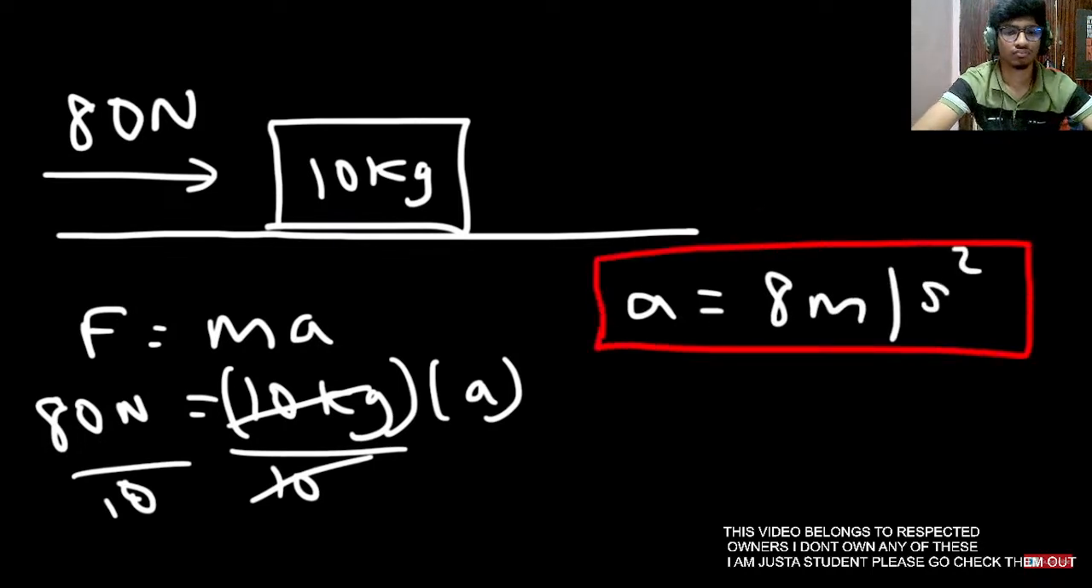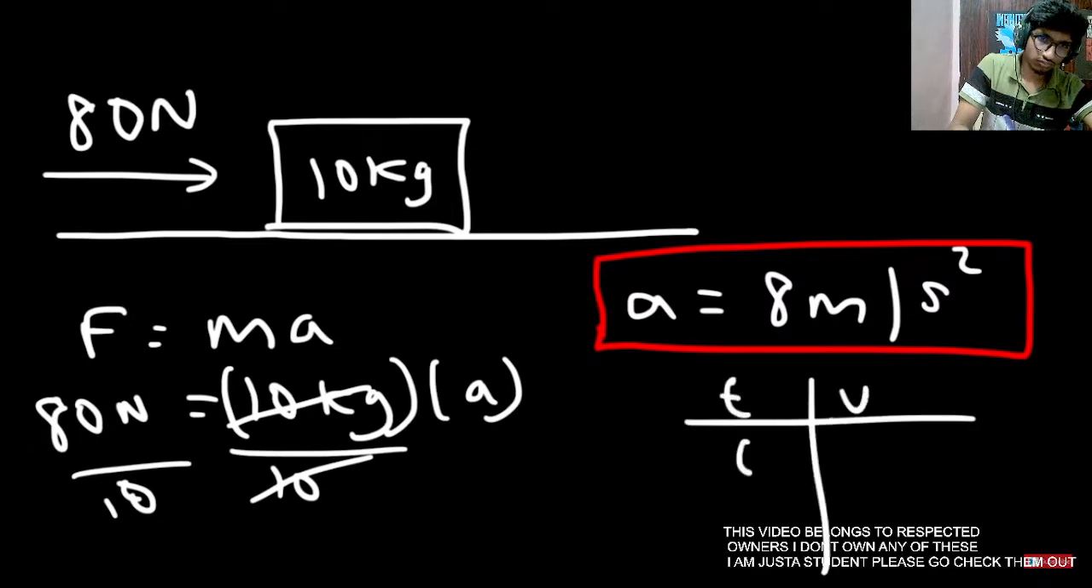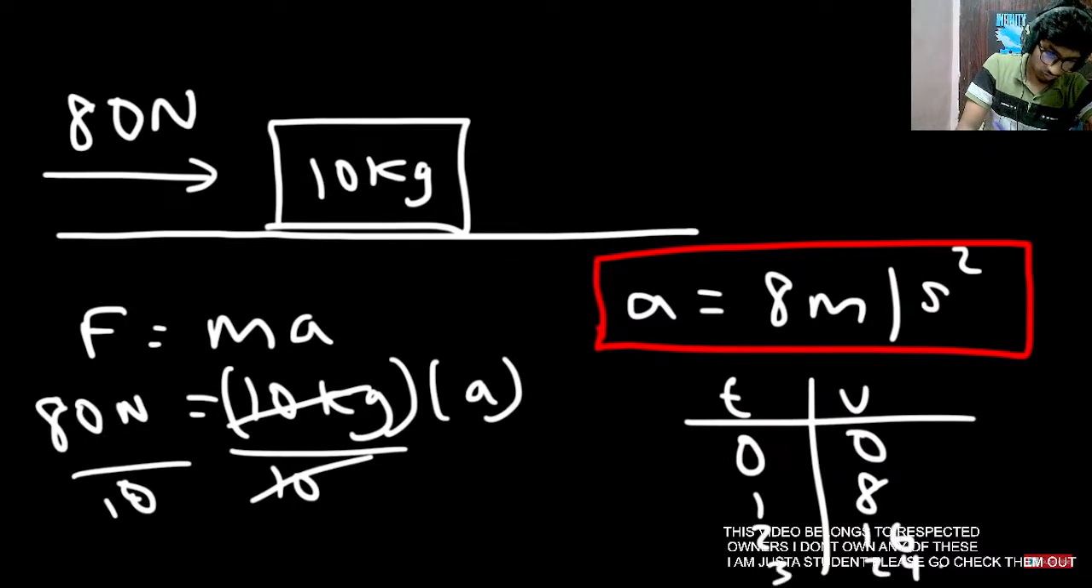So what does that tell us about the velocity of the box? Every second, the velocity of the box will increase by 8 meters per second. So if we make a table, at t equals 0, the velocity is 0. When t is 1, the velocity is 8. When t is 2, the velocity is 16, and so forth. Whenever you apply a force on an object, you exert an acceleration on that object, and as a result, you're increasing the velocity of that object. That object will begin to move at a faster pace.